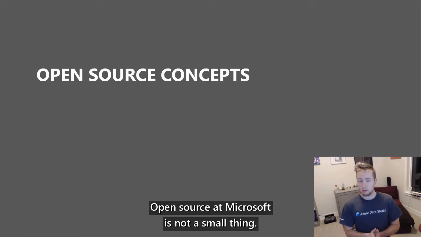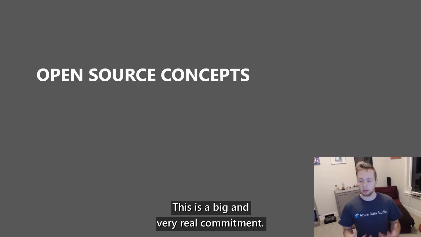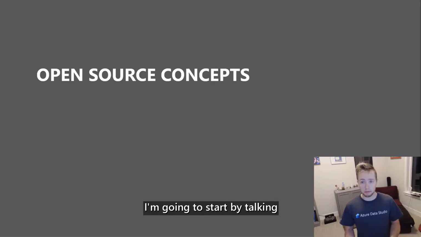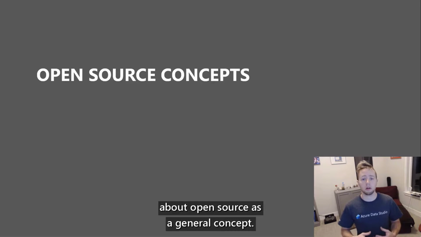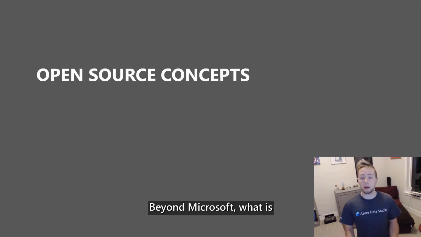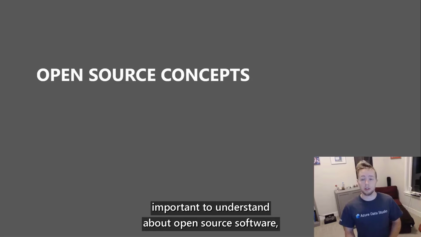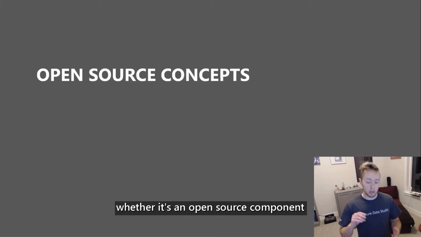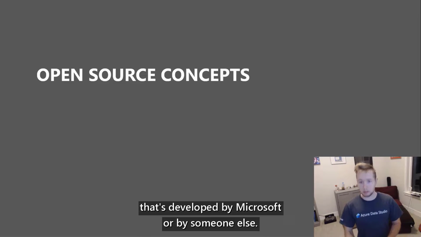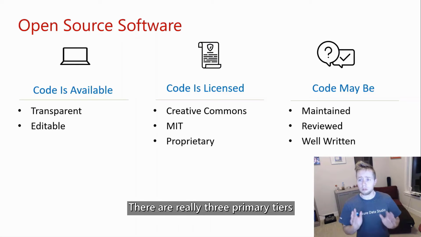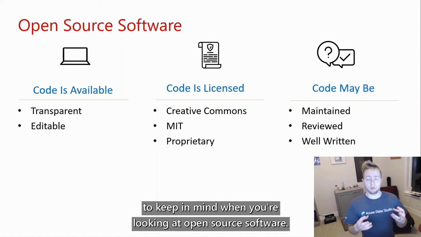Open source at Microsoft is not a small thing. This is a big and very real commitment. I'm going to start by talking about open source as a general concept. So beyond Microsoft, what is important to understand about open source software, whether it's an open source component that's developed by Microsoft or by someone else. There are really three primary tiers to keep in mind when you're looking at open source software.